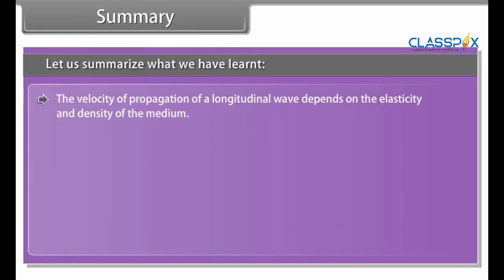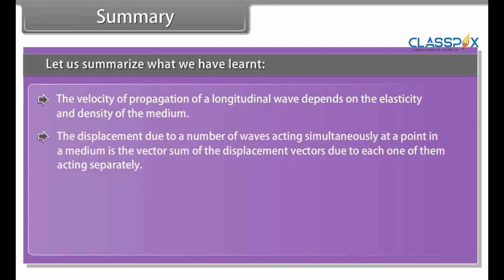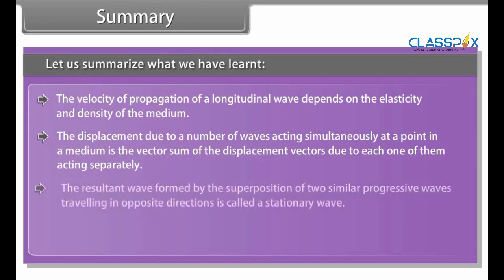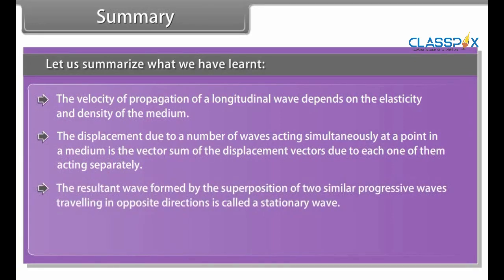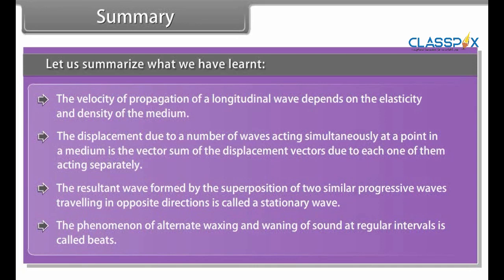The velocity of propagation of a longitudinal wave depends on the elasticity and density of the medium. The displacement due to a number of waves acting simultaneously at a point in a medium is the vector sum of the displacement vectors due to each one of them acting separately. The resultant wave formed by the superposition of two similar progressive waves traveling in opposite directions is called a stationary wave. The phenomenon of alternate waxing and waning of sound at regular intervals is called beat.